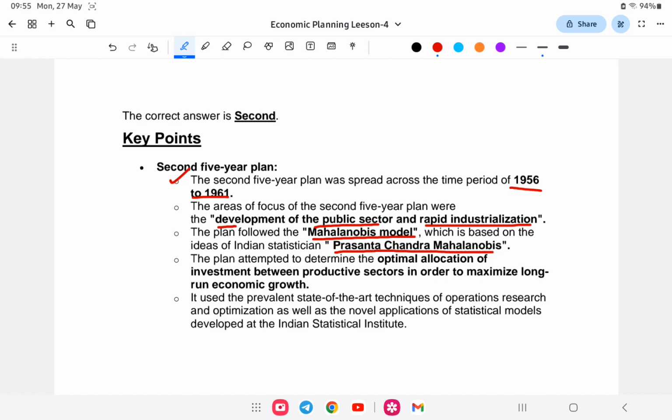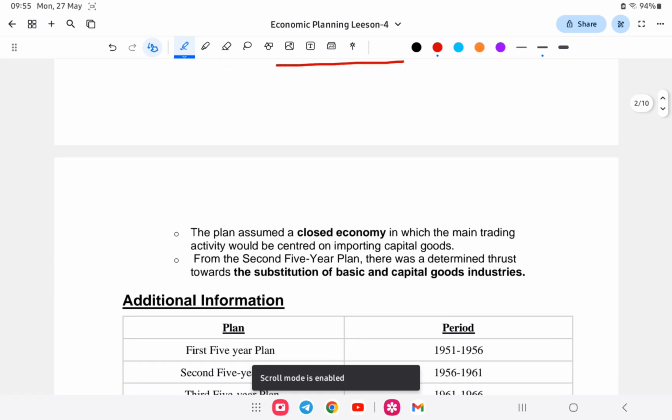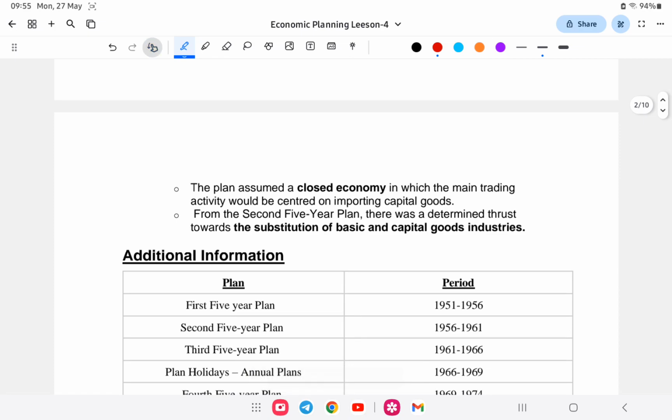It used the prevalent state-of-the-art technique of operations research and optimization, as well as a novel application of statistical models developed by the ISI. The plan assumed a closed economy in which the main trading activity would be centered on importing capital goods. From the second 5-year plan, there was a determined thrust towards substitution of basic and capital goods industry.